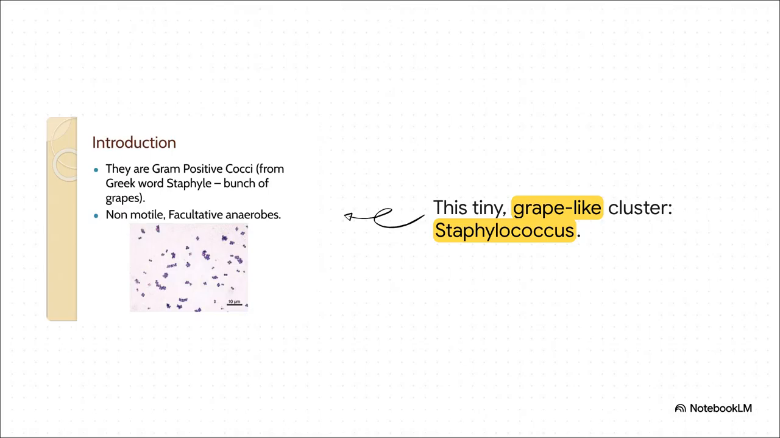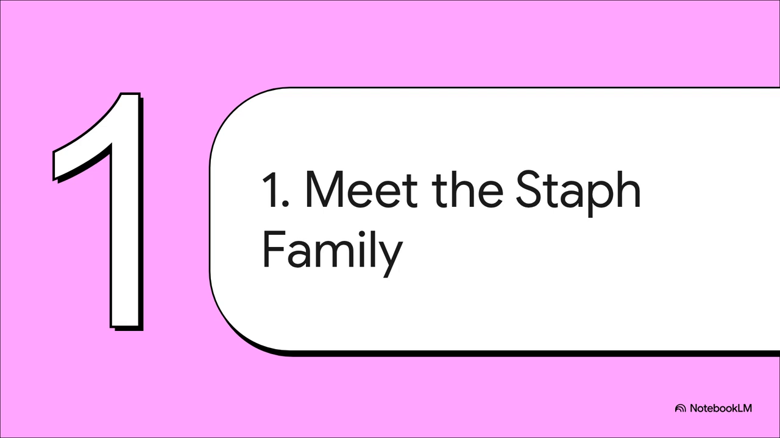The name itself is actually a huge clue. It comes from the Greek word staphyle, which means bunch of grapes. And when you look at it under a microscope, you can totally see why. It's a perfect description for these little clustered spheres. So let's get properly introduced to the Staph family. Because to really understand how it can be so dangerous, we first need to know who it is, and maybe more importantly, where it likes to hang out.